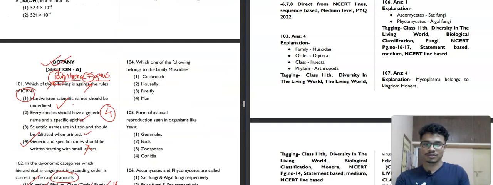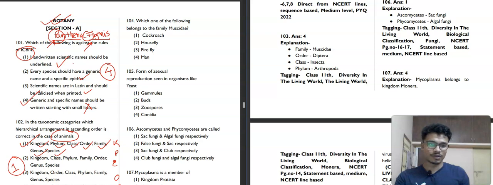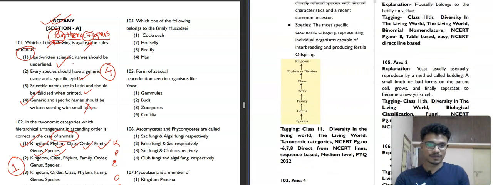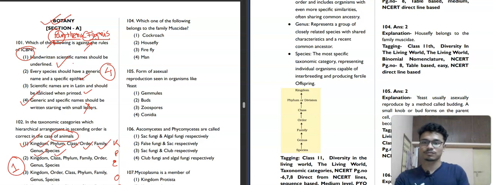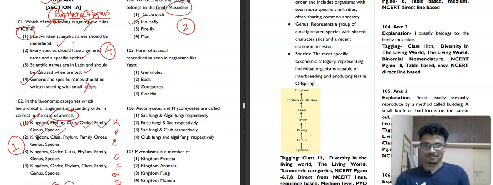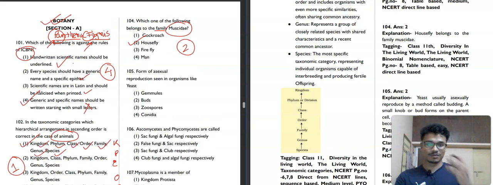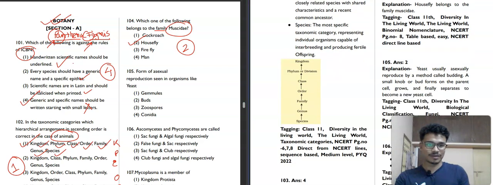Now we will move towards the next question. Question number 104. Where is 104? Okay, here we go. Which of the following belongs to family Muscidae? Cockroach, housefly, firefly, man. Just like the last question, that is testing the same family, Muscidae. That is the second option. If you don't know the previous answer, you will also not be able to answer this question. Like in a paper, because you don't know one concept, you can't answer two questions. So two questions are asked from the same concept. This happens frequently.